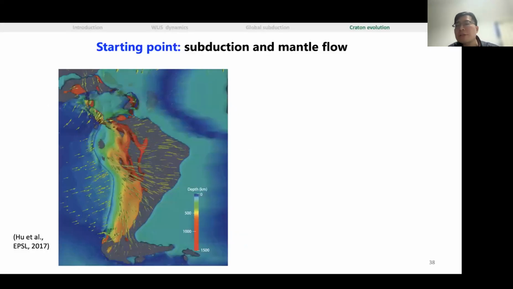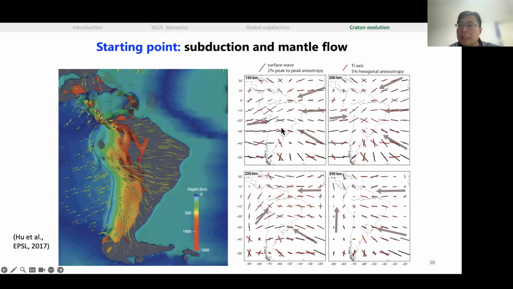So the starting point here is still subduction, right? For example, here we are modeling the Nazca subduction, and the result of that is mantle flow, like these vectors. Based on the flow, naturally we can calculate anisotropy. So these are our surface level tomography derived anisotropy at 150, 200, all the way to the base of the asthenosphere. And you can see that the observation, which is black, and the prediction, which is red, match fairly well in the ocean region, right? And these big arrows are the mantle flow, the converging flow.